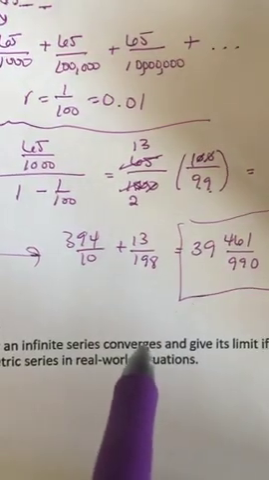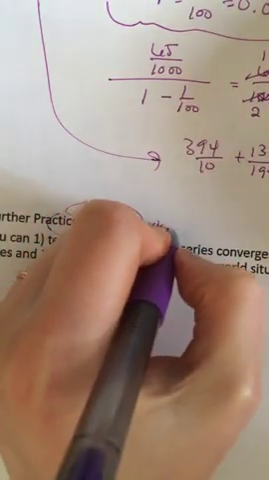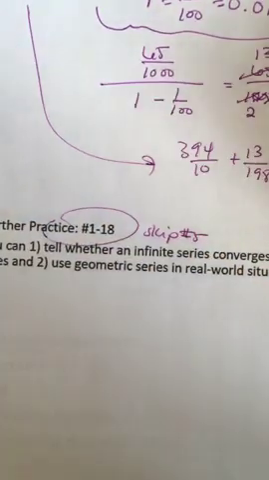But, yeah. So, your homework is 1 through 18. Remember to skip number 5. Alrighty.